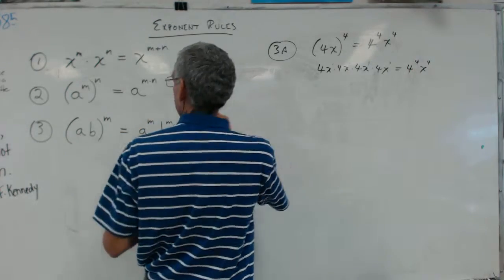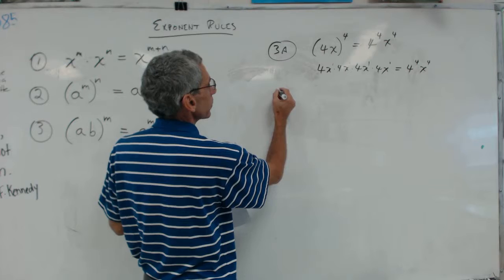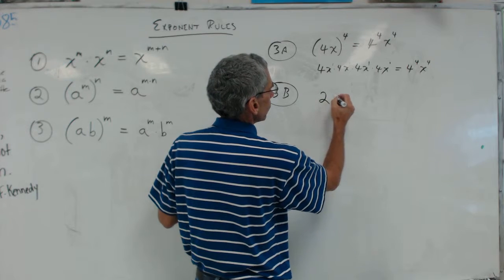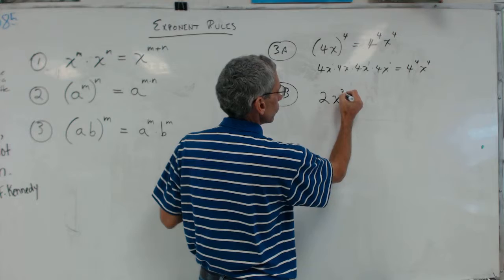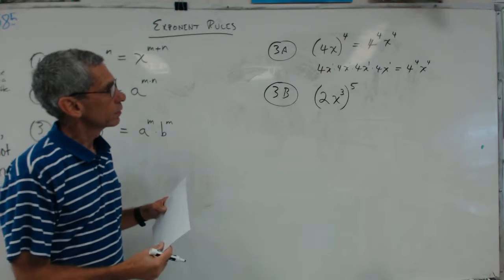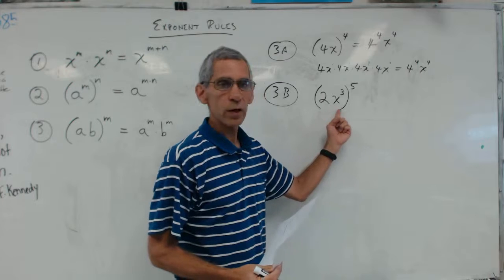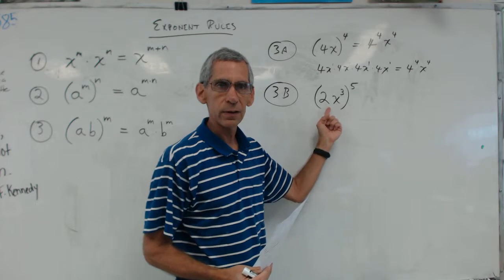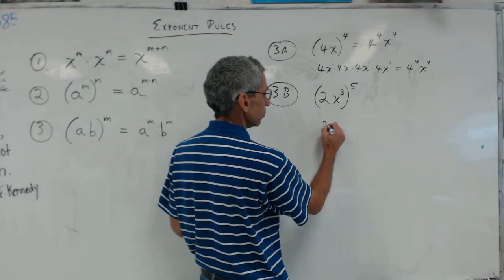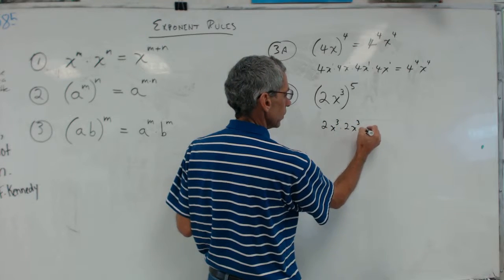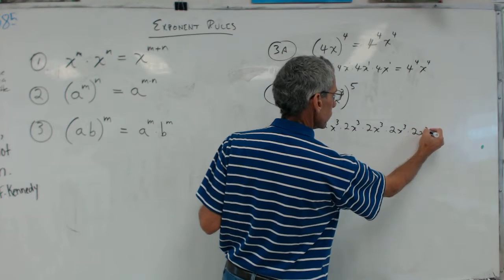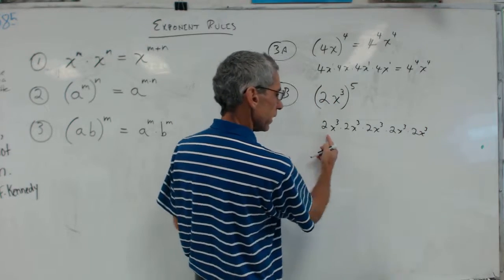Now, there is a combination of these two powers, these two rules that you might see, or you will see, a lot. And it's, say, like we get this. So 2x cubed to the 5th power. So remember, there is more than one thing inside this parenthesis. So I've got to do this 5th power to everything. I could rewrite it as this long way, 2x cubed times 2x cubed times 2x cubed times 2x cubed times 2x cubed. Thank God I didn't do to the 11th power, right? But that's a long way to do it.